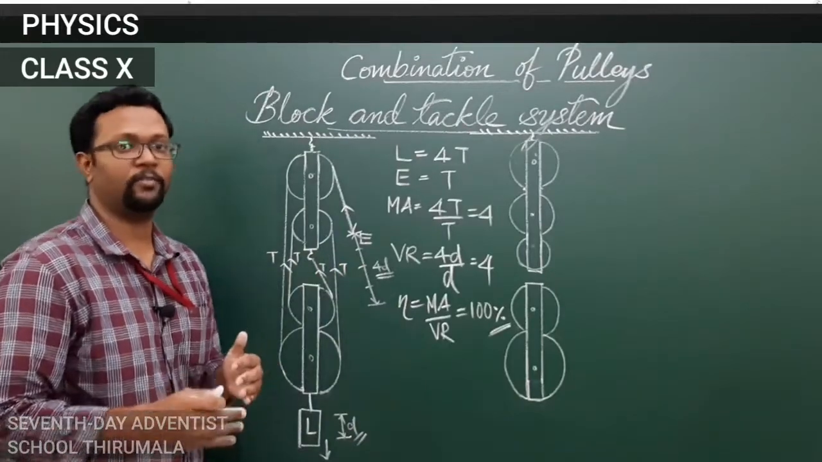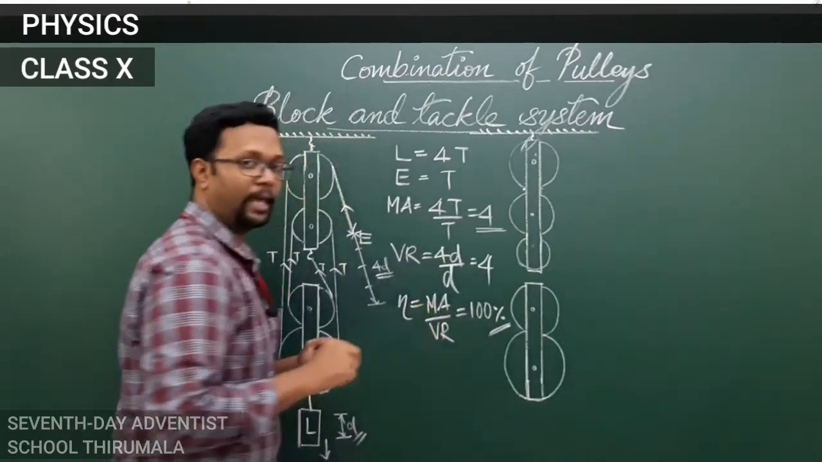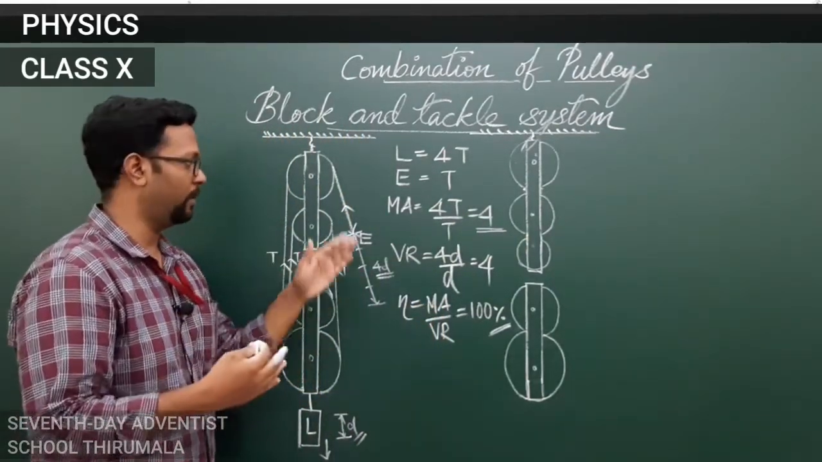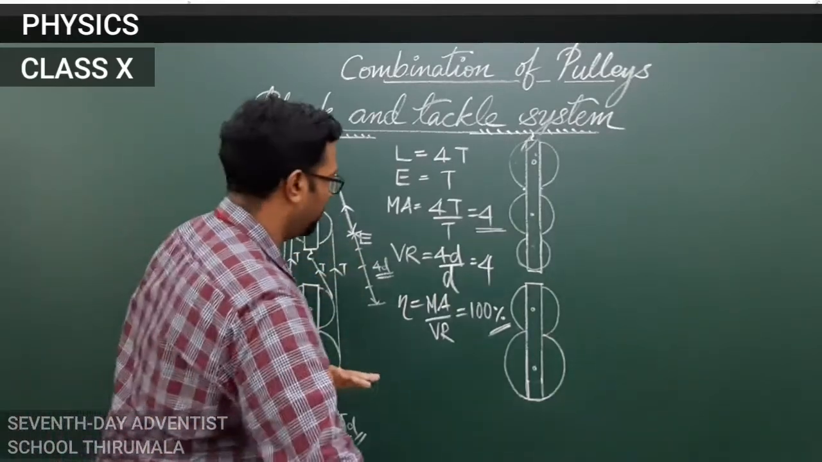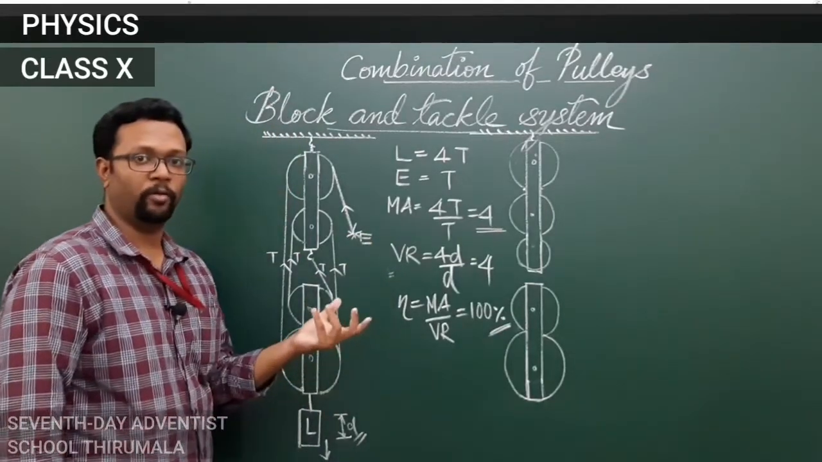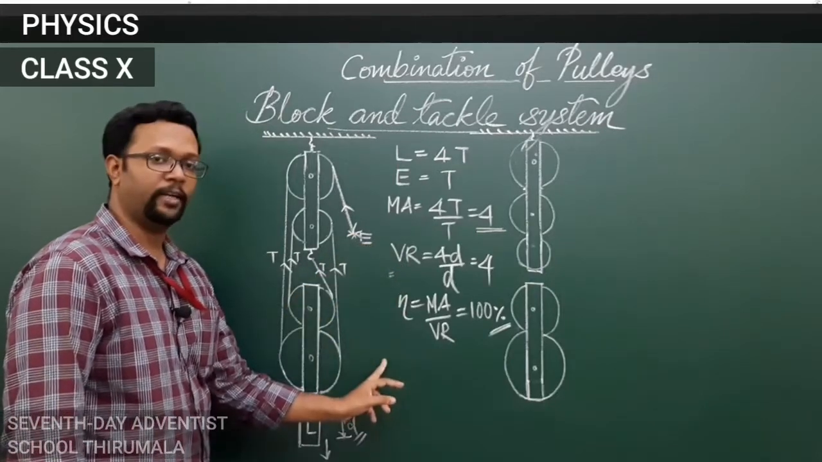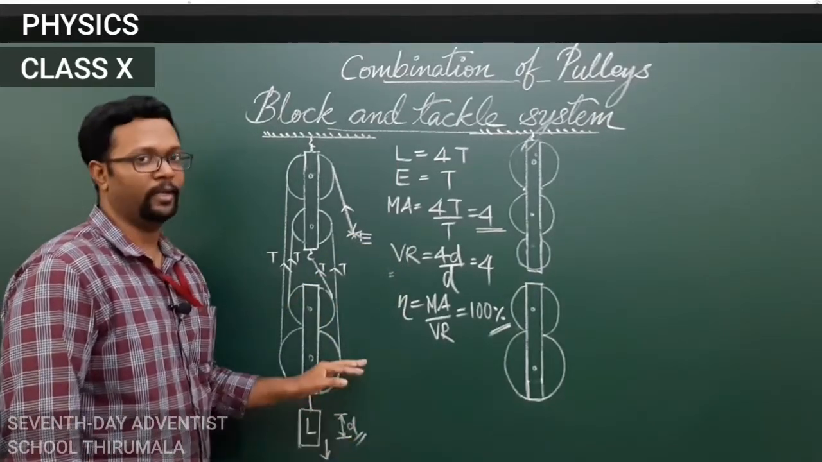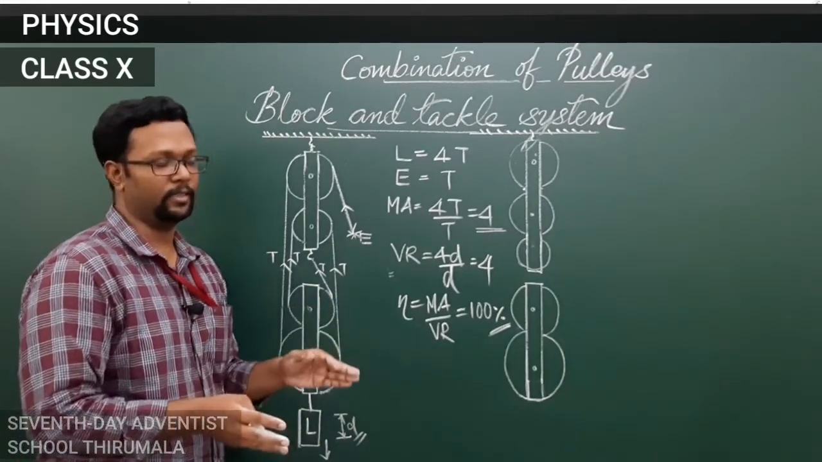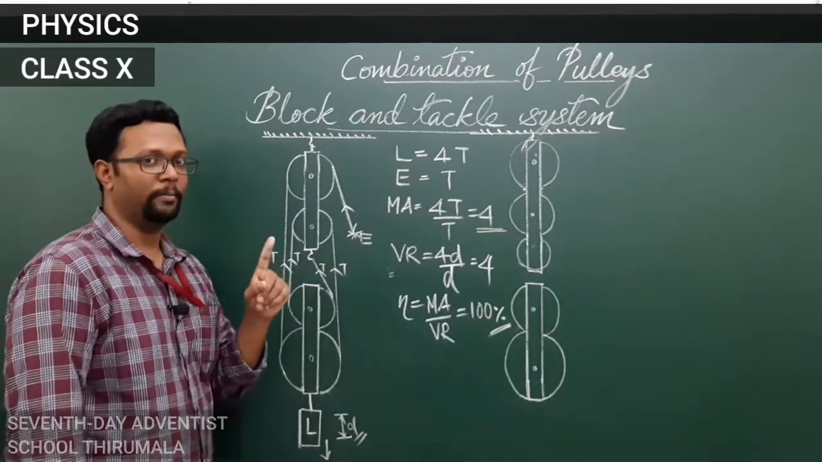But what is the benefit of this block and tackle system? Look at the mechanical advantage 4. Mechanical advantage 4 means it multiplies the force 4 times. Whatever effort we are applying here, they will multiply the force 4 times. And the only drawback is that if we are pulling the effort a distance of 10 meters, load will move only a distance of 2.5 meters. That is 1/4 of the distance. If you are pulling it 4 meters, the load will be lifted only 1 meter.